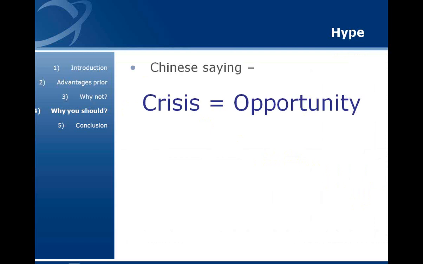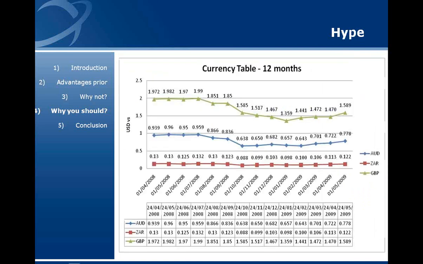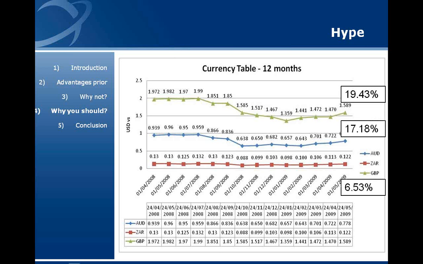But you know, the Chinese have a saying. They only have one word for crisis and for opportunity, and it's not all doom and gloom. I did a table here which takes into account the pound to the US dollar, which is the green line. You've got the Aussie dollar to the US dollar, which is the blue line, and you've got the rand to the US dollar. And what I did was I took into account what's happened over the last 12 months. The pound has devalued by 19% against the US dollar. The Aussie dollar has devalued by 17%. And the rand has devalued by only 6%.